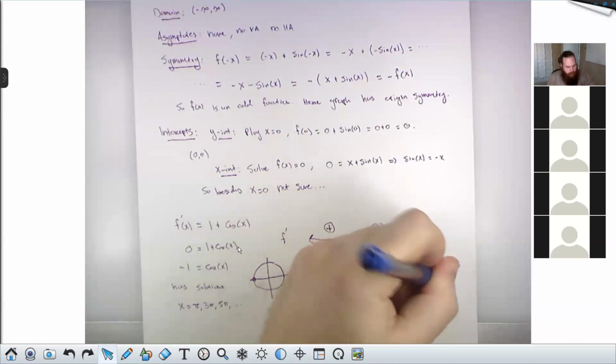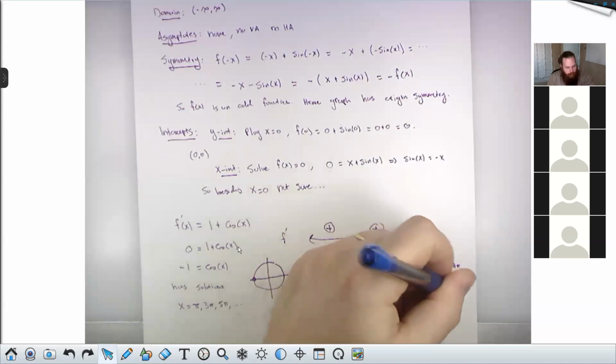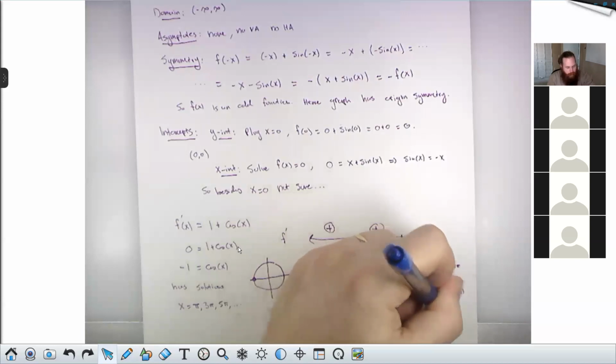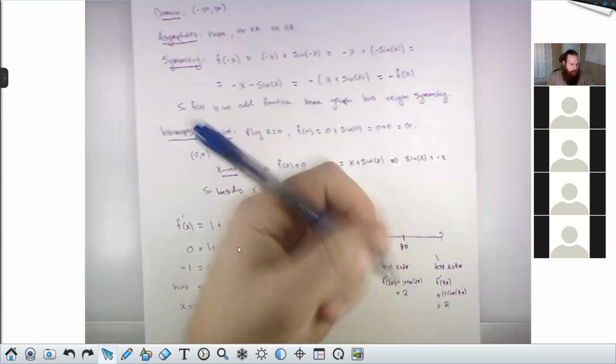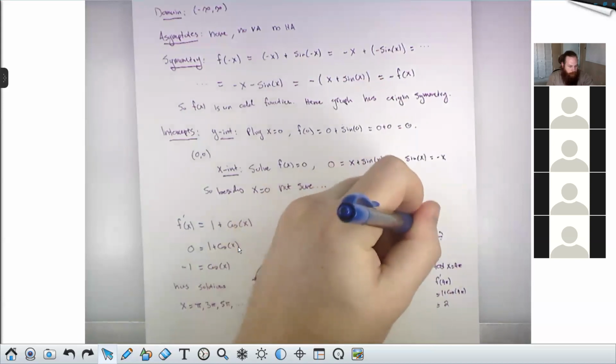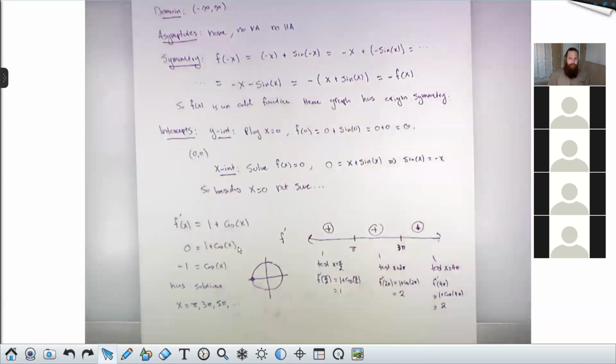So f prime of 4 pi, that's 1 plus cos 4 pi. And the cos of 4 pi is also 1. So what you see is that f prime is actually never negative. It's positive, and then 0 here. Positive, and then 0 here. And this pattern we can expect to repeat because this function is a periodic function.